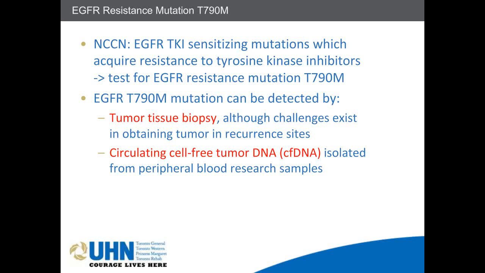So the EGFR resistance mutation T790M: the NCCN guidelines currently recommend that samples that have acquired resistance to tyrosine kinase inhibitors should be tested for the most common EGFR resistance mutation, T790M. The EGFR T790M mutation can be detected typically in one of two ways, either through sampling of a tumor tissue biopsy, although there are challenges to actually obtaining tumor tissue from some of the recurrent sites that I mentioned, or more recently by using circulating cell-free tumor DNA, or cfDNA, which is DNA isolated from peripheral blood research samples.